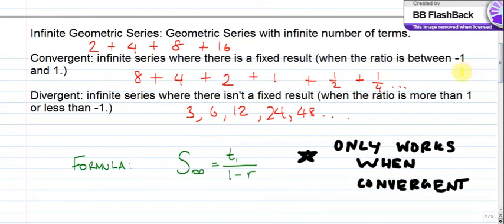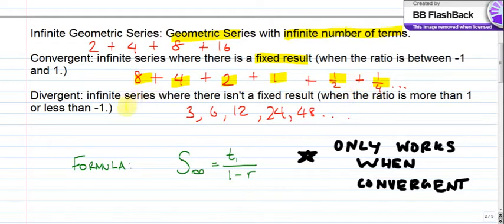So an infinite geometric series is basically an addition of a geometric series, but it has an infinite number of terms. There's no set number, it goes forever. There are two different types of geometric series. One is convergent, where the infinite series has a fixed result. It's basically when the ratio is between -1 and 1. As you can see, the numbers keep getting smaller. This way you can actually have an end result, like a number.